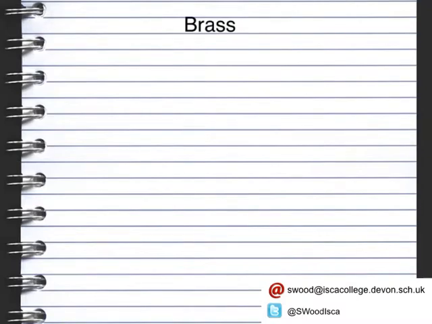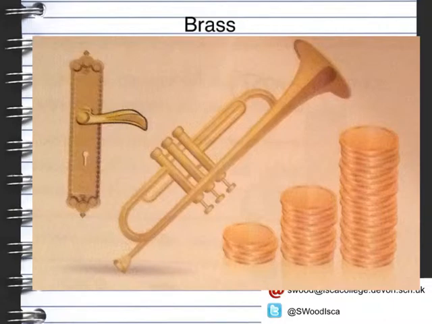Now brass is a mixture of copper and zinc. What it's normally used for is coins, musical instruments, door handles and door knockers, and we can see a couple of pictures of some here.